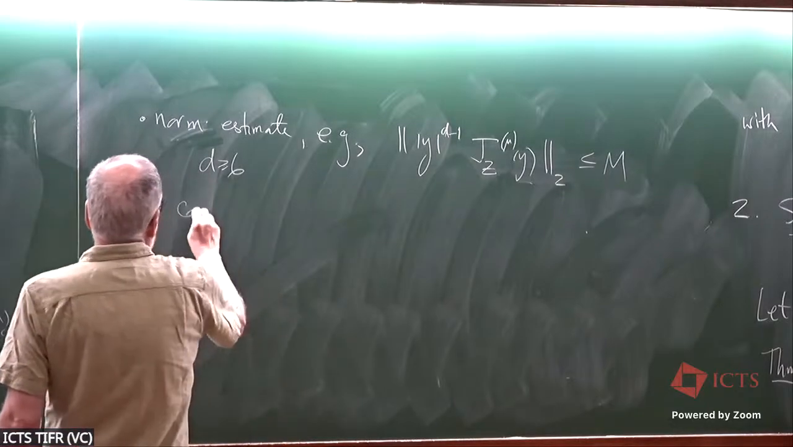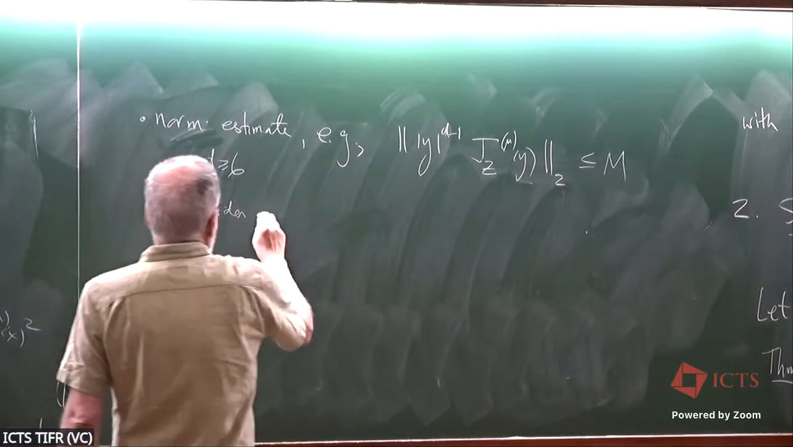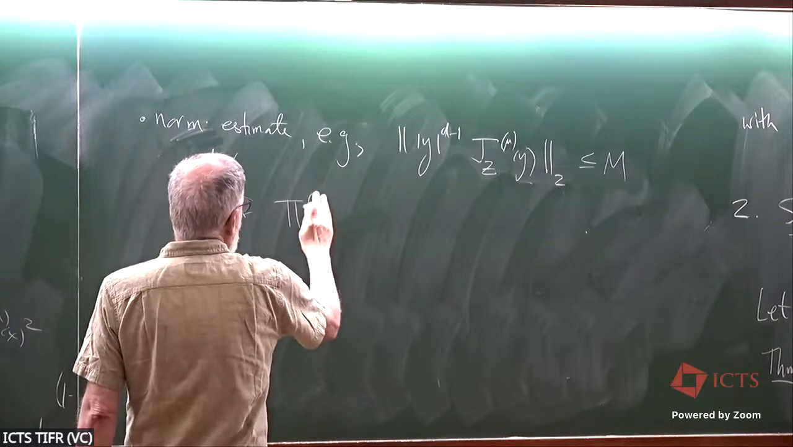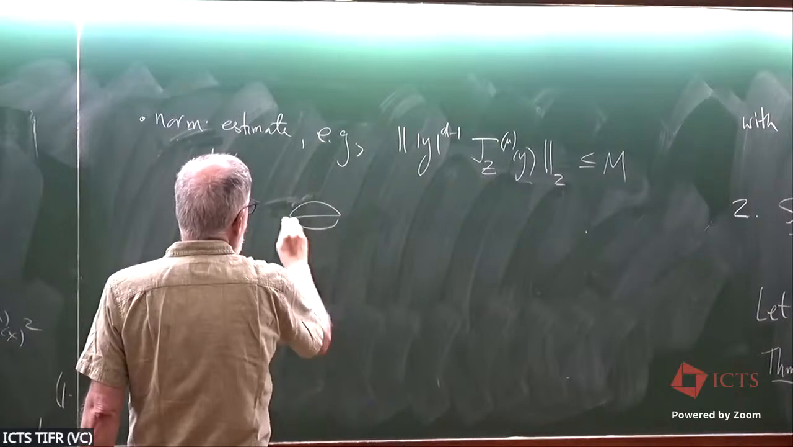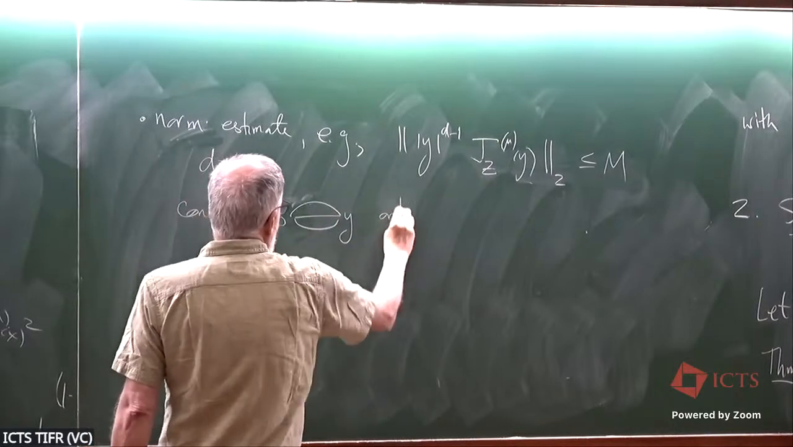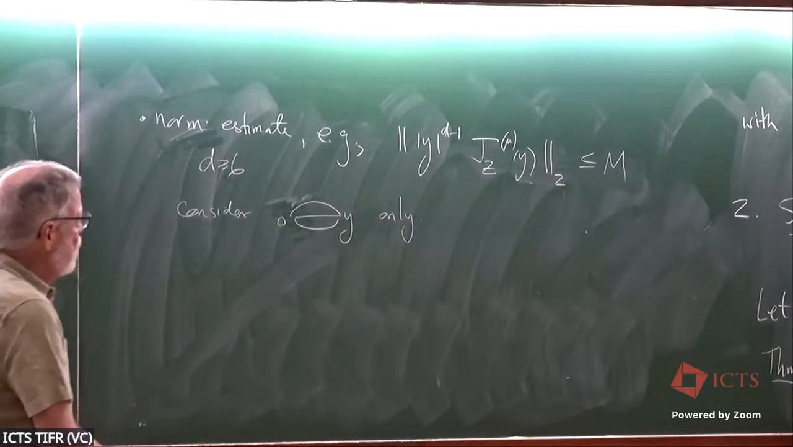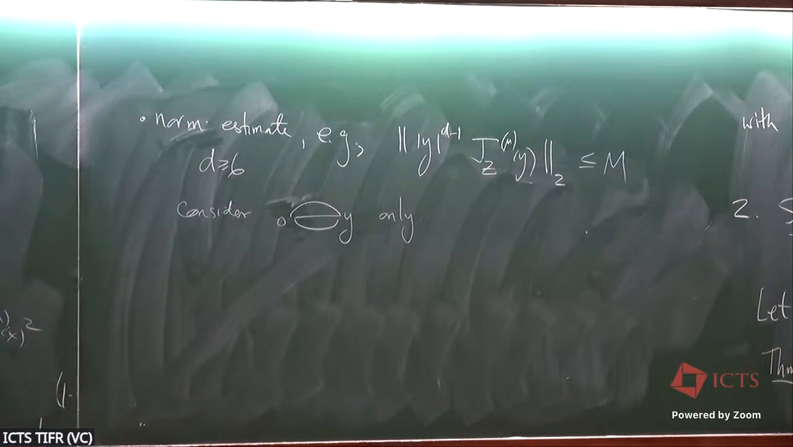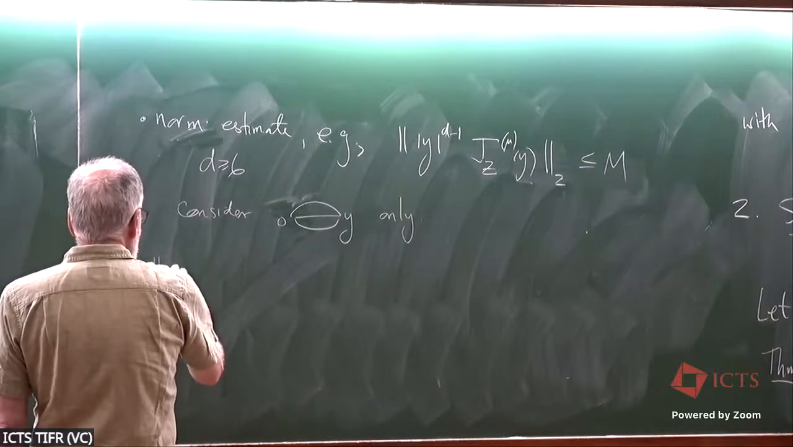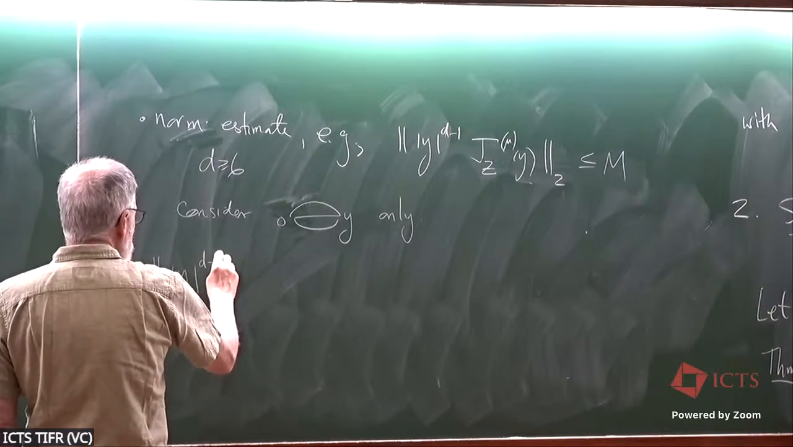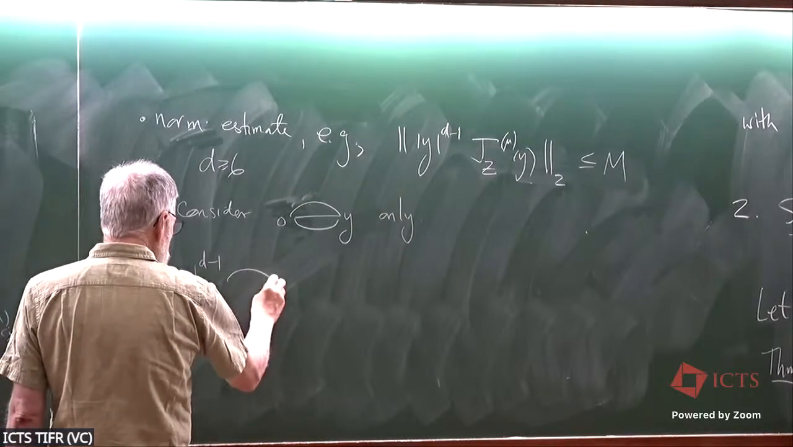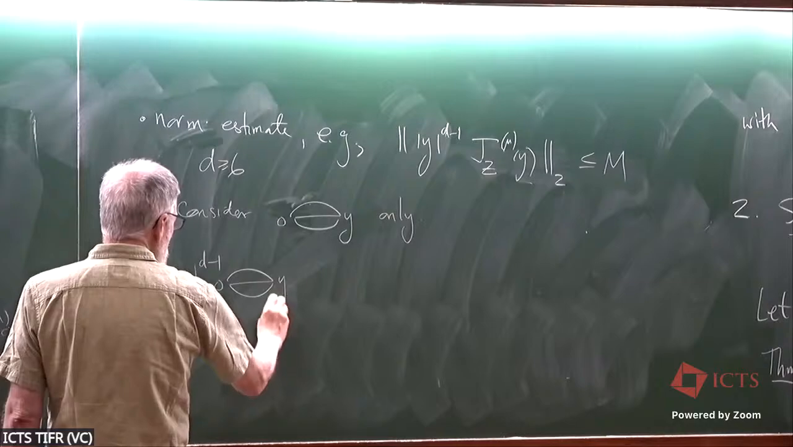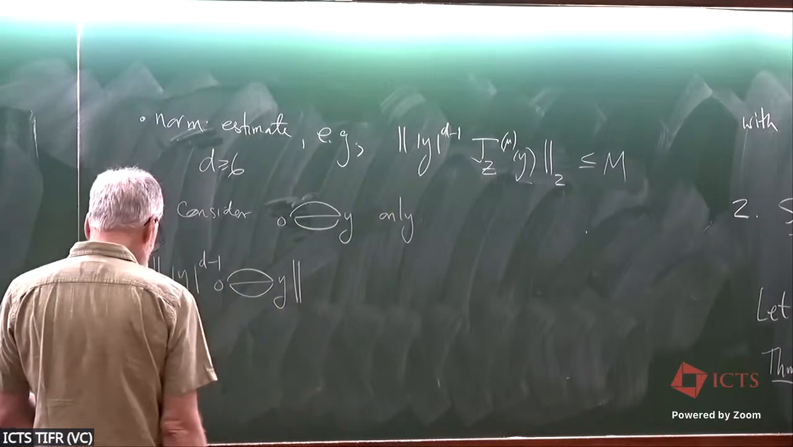So let's consider what we usually call pi 2. We'll just consider this contribution to pi. So we're looking at the L2 norm of y to the d minus 1 times this diagram, tilted.